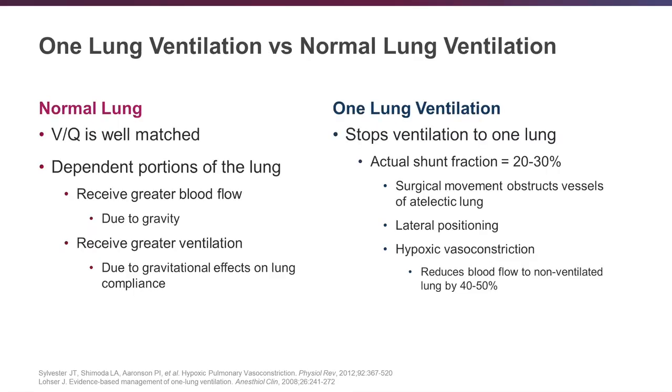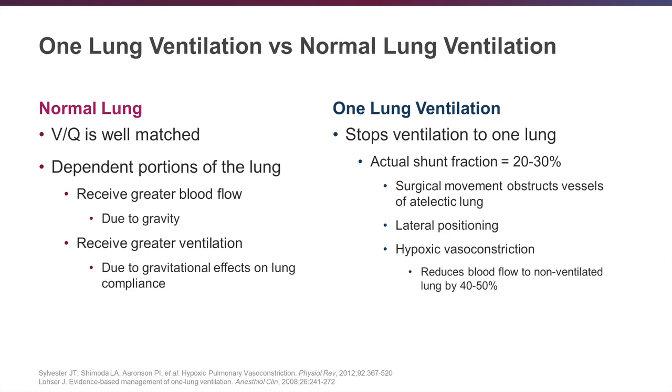So in the normal lung, ventilation and perfusion are well matched, and dependent portions of the lung receive greater blood flow and greater ventilation due to gravity or gravitational effects on lung compliance. In one lung ventilation, the lung that's being operated on is deflated, essentially, and the ventilation to that one lung stops. Surgical movement can obstruct vessels, so it can obstruct perfusion. Lateral positioning may also change perfusion to that deflated lung as well.